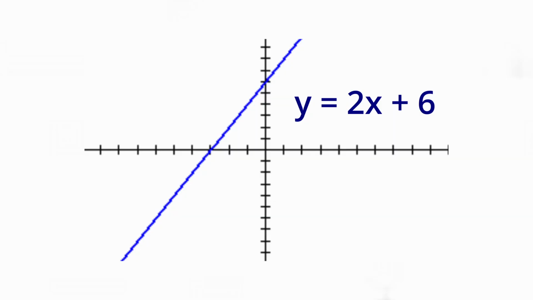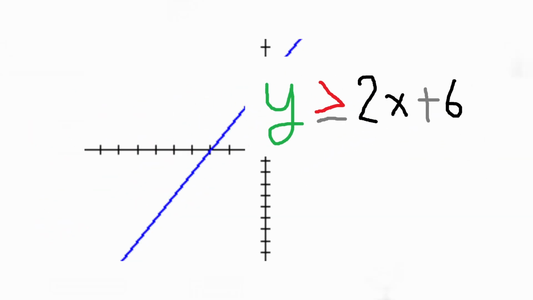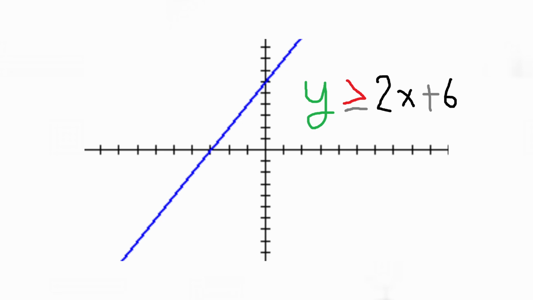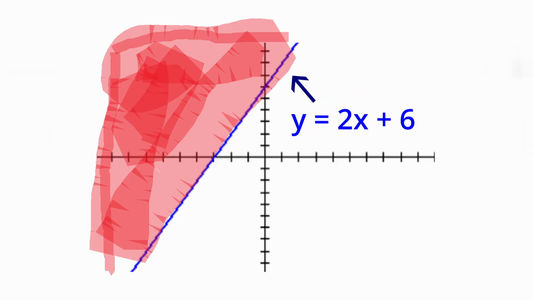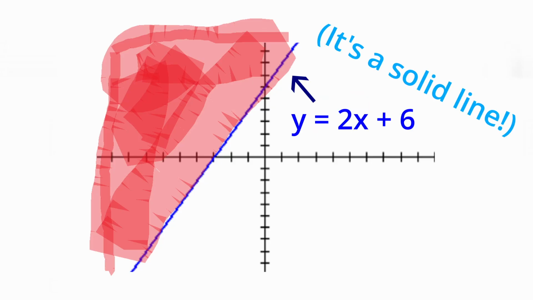First, we graph the linear equation y equals 2x plus 6. Then, remembering that we're trying to find all y values greater than y equals 2x plus 6, this gives us a big fat shaded region above the linear equation. But remember, we're also looking for values that are equal to y equals 2x plus 6, so we include the equation y equals 2x plus 6 by using a solid line for the graph.